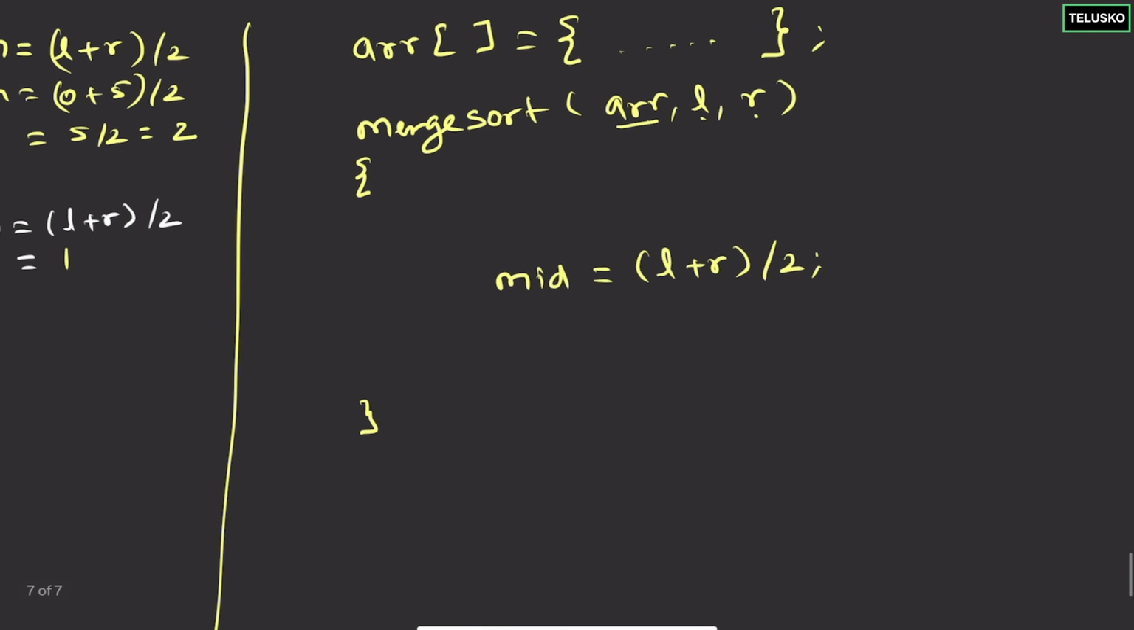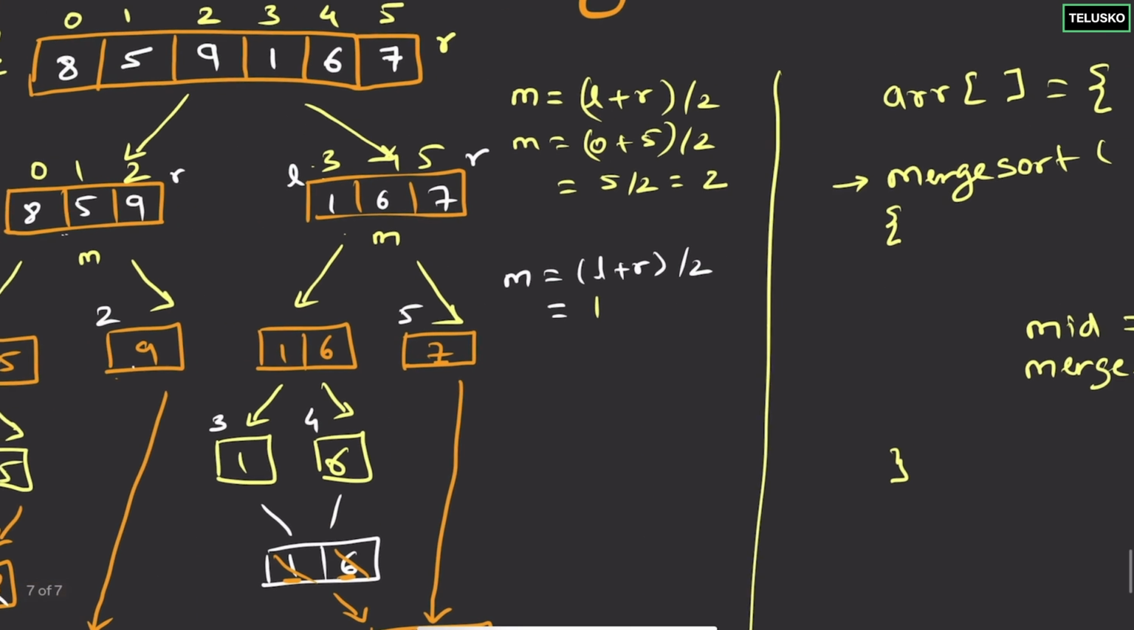So what I'm saying is, when I'm calling this for the first time, I'm passing the entire array with the L value as 0 and R value as 5, which is the last index. But again, I'm going to call the merge sort by passing different values. So I'm going to pass ARR. Next, I need to pass the first array index value.